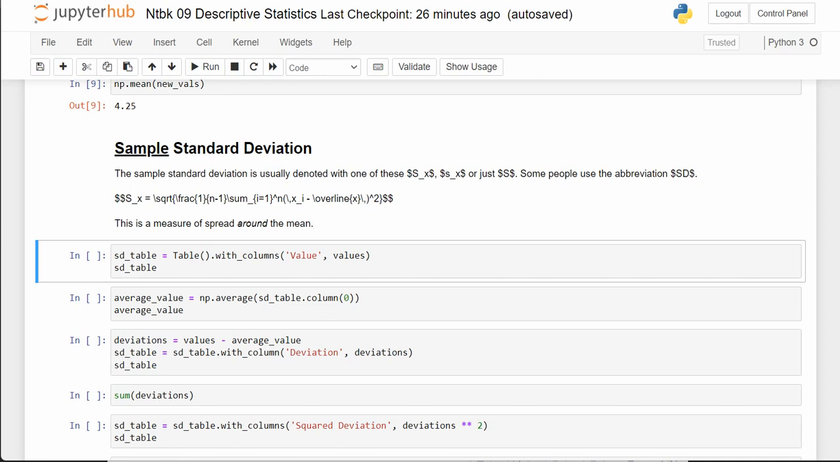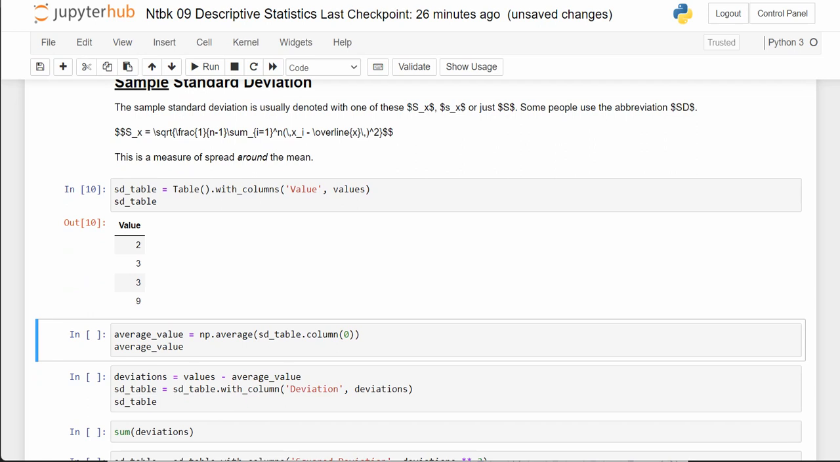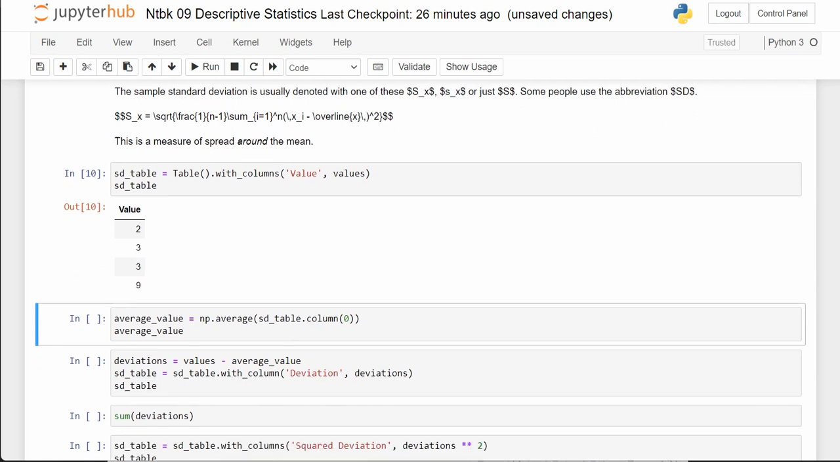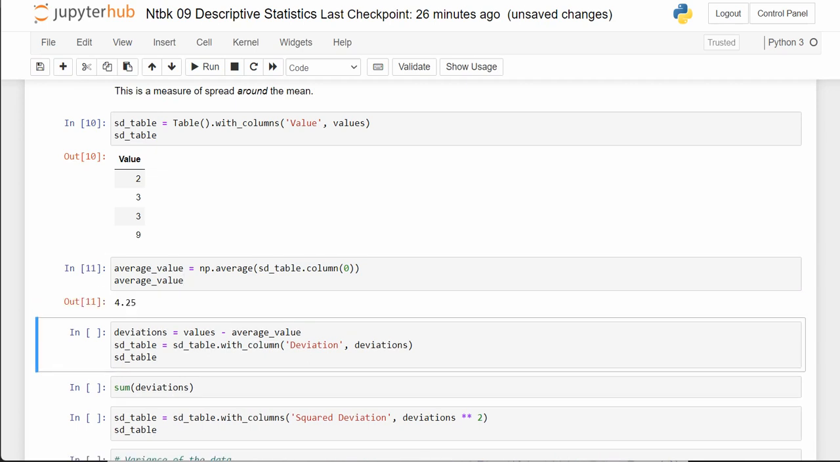And so the standard deviation of the table where we're creating a column, well, okay, let's look at this table. Let me just show you. So SD table is a table with those 4 values, okay? Notice that we grab column 0, which is the only column in the table, right? And do np.average. So we're finding the average value, which is 4 1/4, just like it was before.